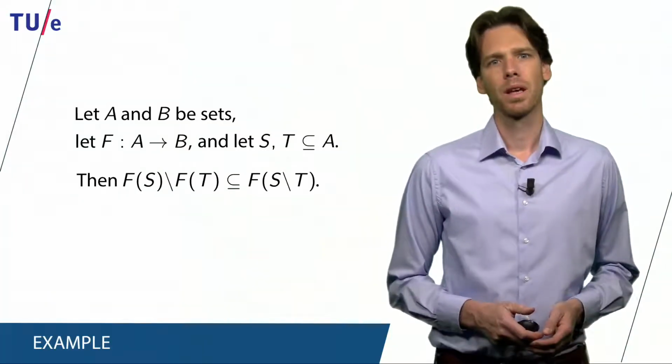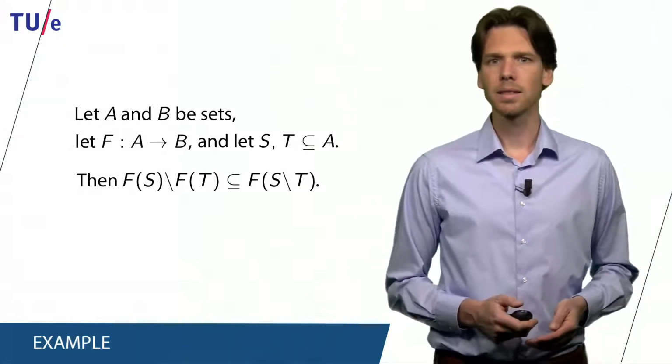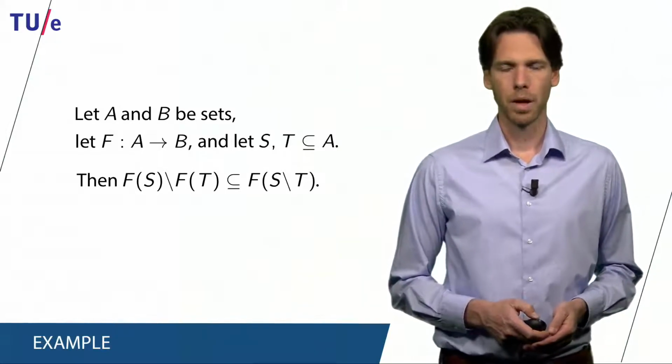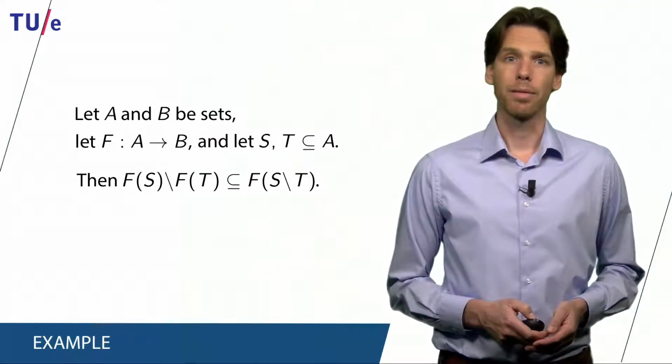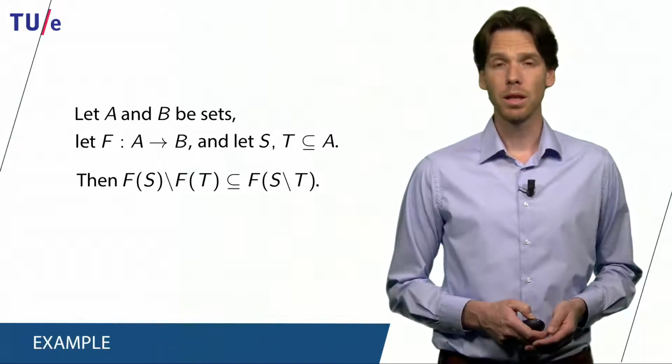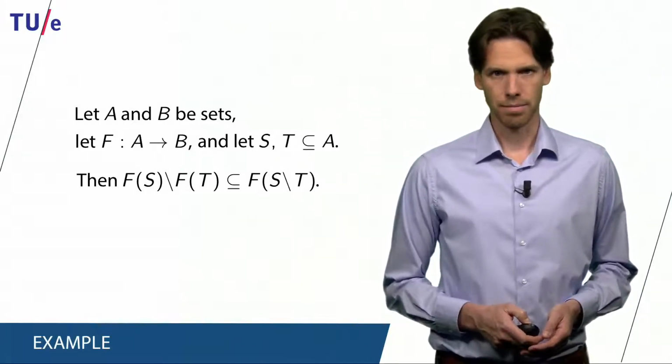In this lecture we shall construct by way of example a proof involving a mapping and the notion of image. Let A and B be sets, and let F be a mapping from A to B, and let S and T be subsets of A. Our goal will be to prove that the difference of the image under F of S and the image under F of T is a subset of the image under F of the difference of S and T.